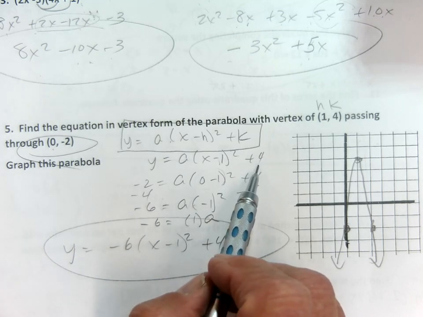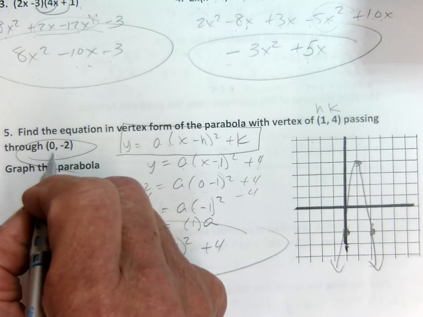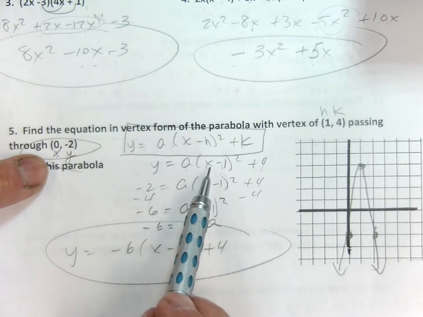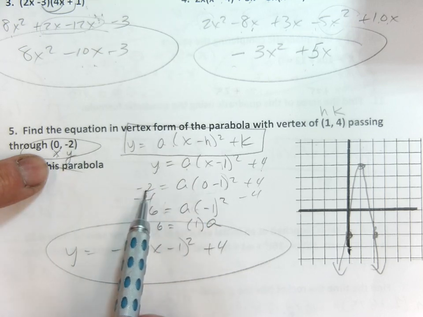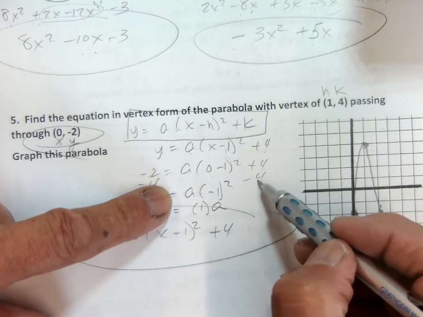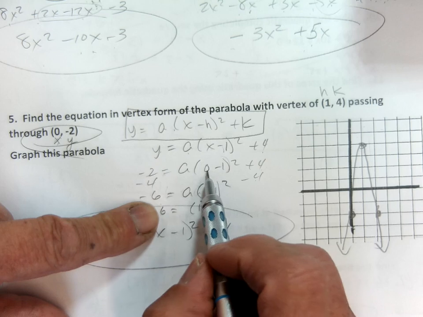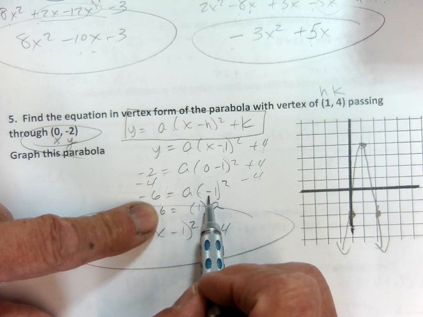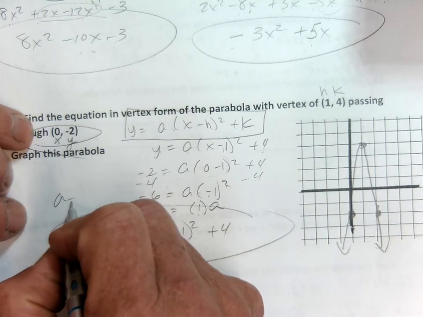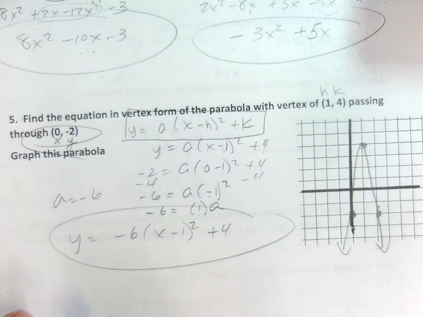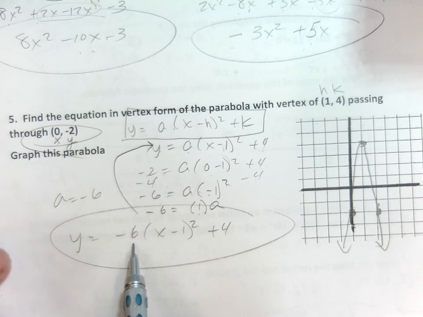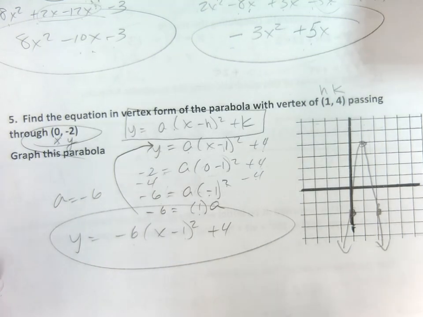Now I need more information. I need to find the value of a. So I find a point, and every point has some x and y value. So I put the 0 in for x and the negative 2 in for y. Now all I have left is a, and I can solve for a. Minus 4 gives me negative 6. 0 minus 1 is negative 1. Negative 1 squared is 1, and so a is negative 6, because I divide by 1. So I'm going to go back to here and have y equals negative 6 times (x minus 1) squared plus 4. Okay?